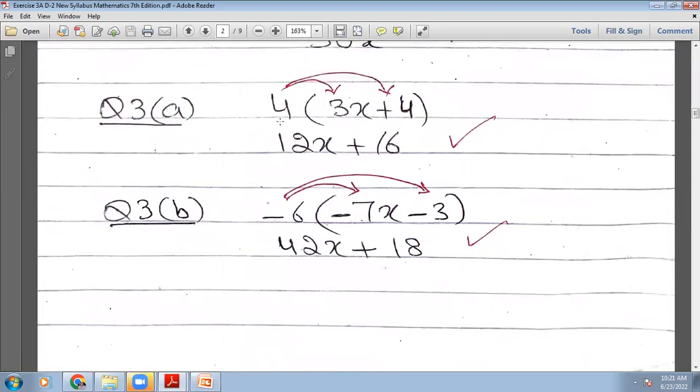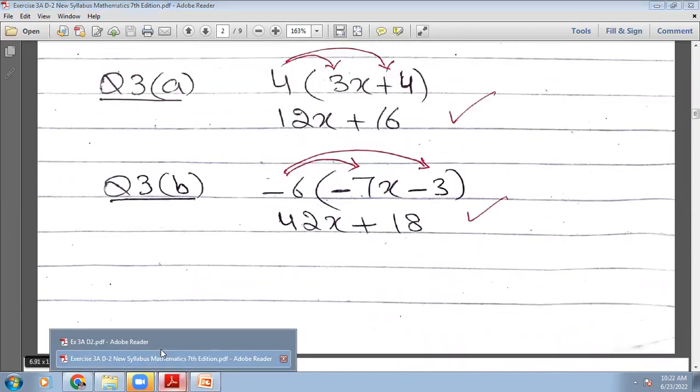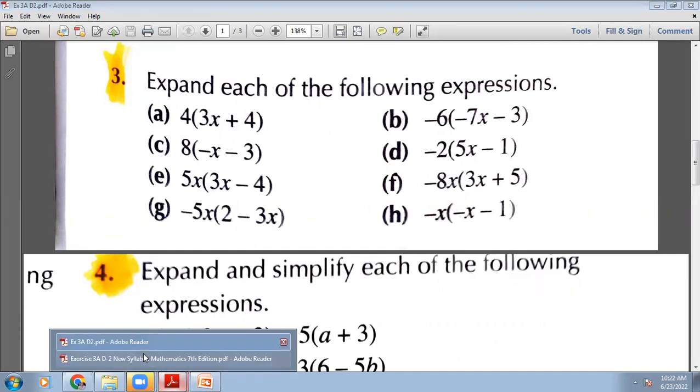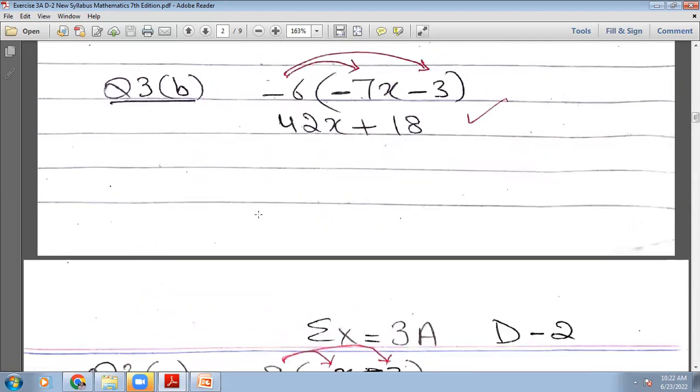Question number 3a part. This 4 will multiply with both these terms, so you will have 12x plus 16. The next part is the b part, and in the b part, you see this minus 6 will multiply with both these terms, and you have to take care of the signs. So minus 6 multiplied with minus 7x will be 42x, minus will become plus. Minus 6 multiplied with minus 3 will become plus 18. So this is how it is done.